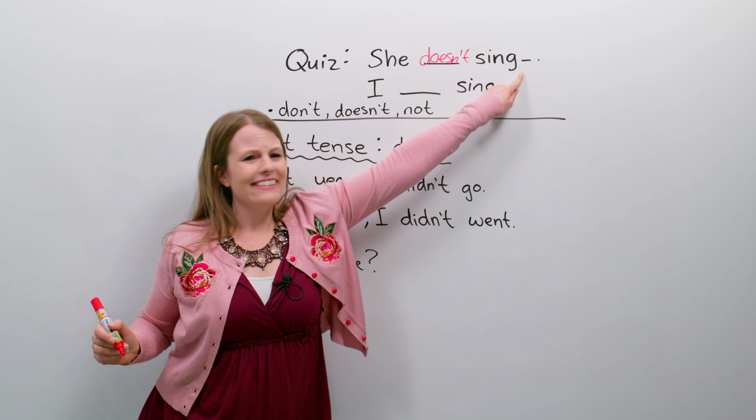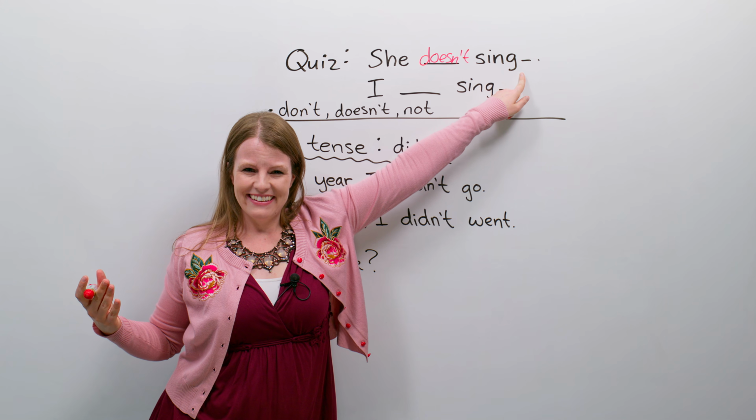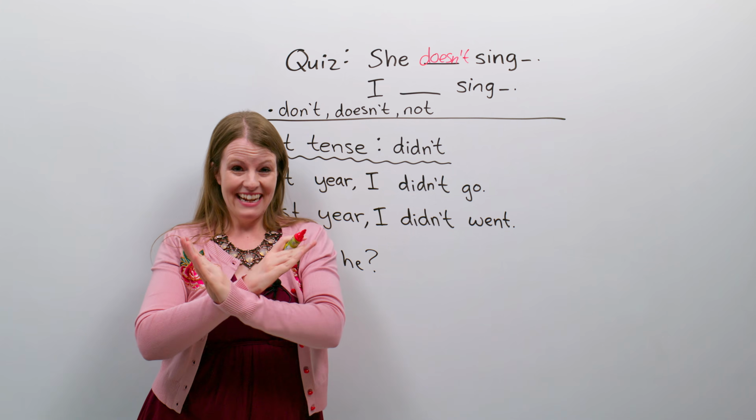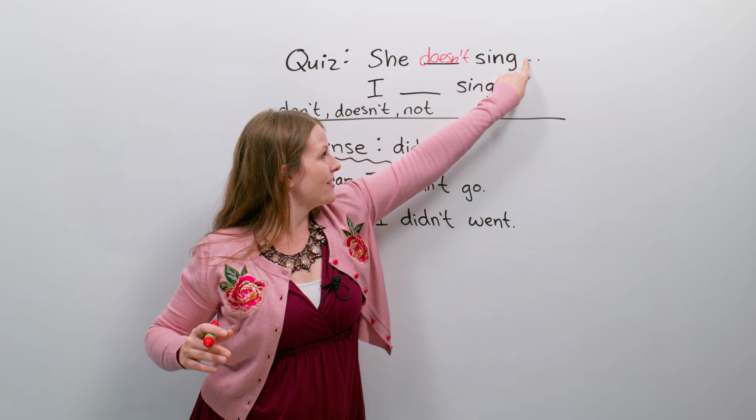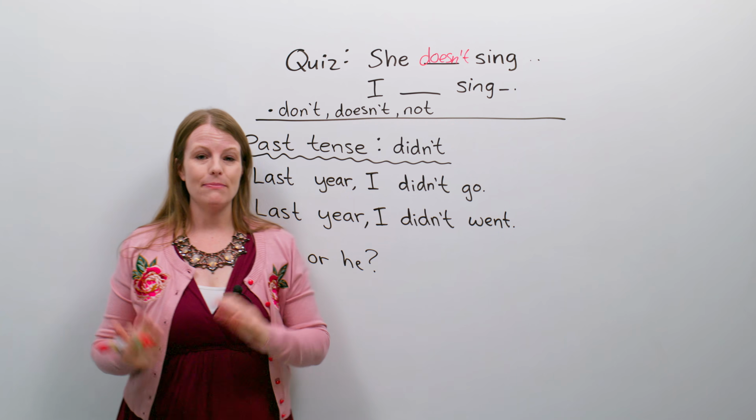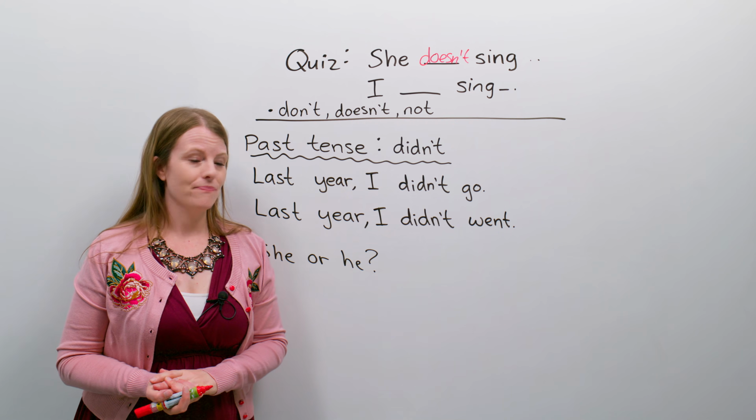And do we add an S here? Do we say she doesn't sings? No, we don't add anything. There is no conjugation. We keep the verb in its base form.